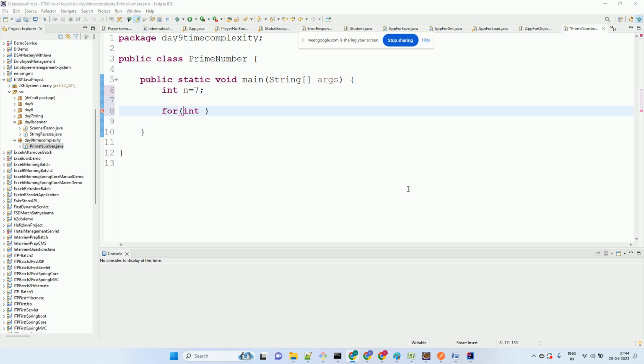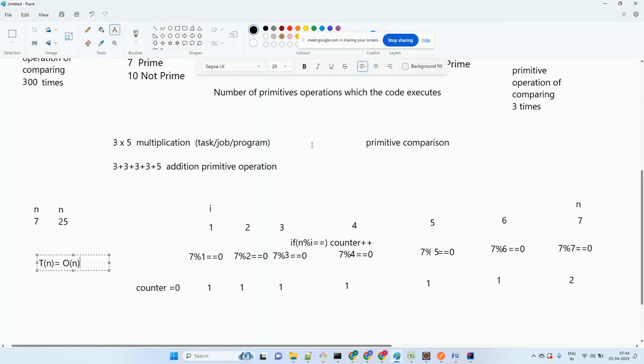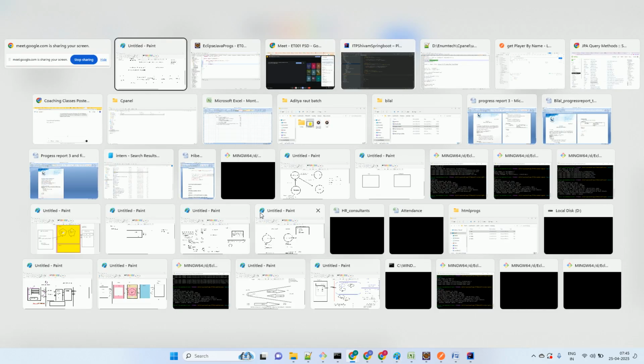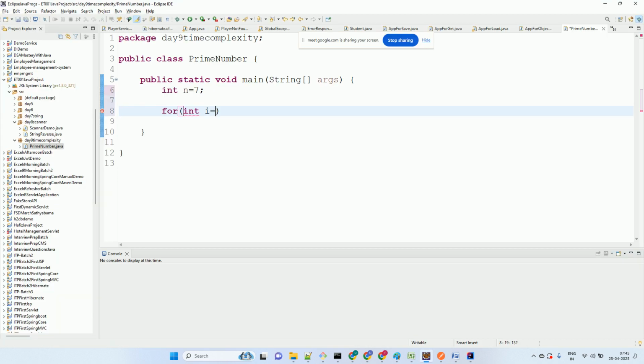So I will start from where? Where was I starting from? Who said 0? I start from 1. So, i equal to 1, i less than or equal to n, and i plus plus, right? We're incrementing by 1.